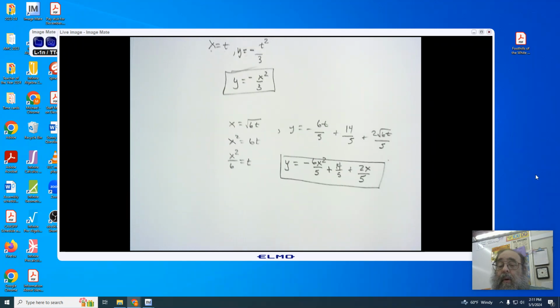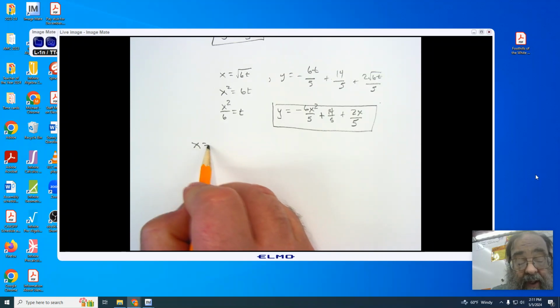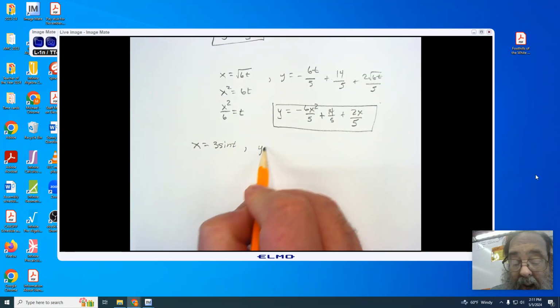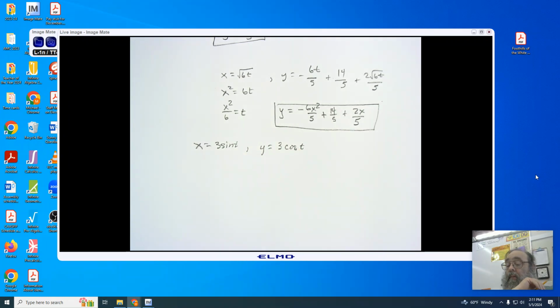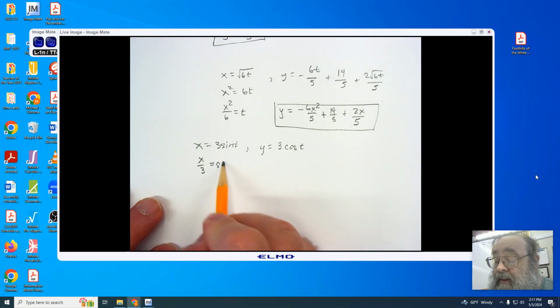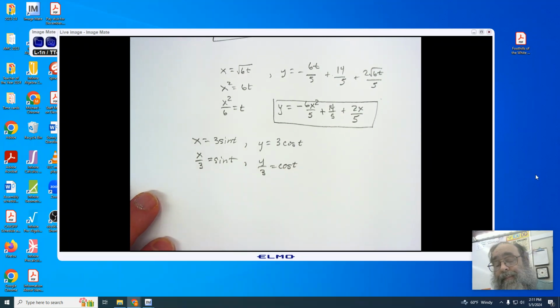Well, what happens if it's got trig in it? We have x equals 3 sine t, and we have y equals 3 cosine t. Let's see. In a situation like this, I can see that I have x over 3 equals the sine of t, and y over 3 equals the cosine of t.